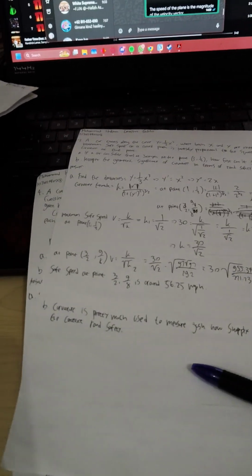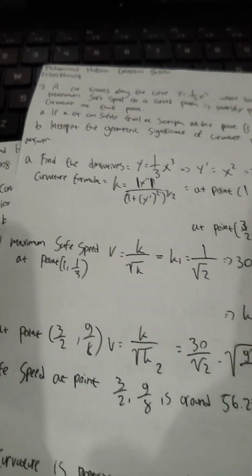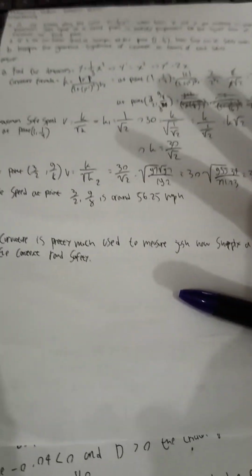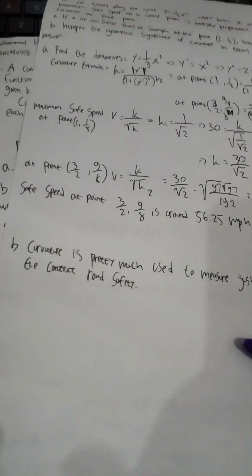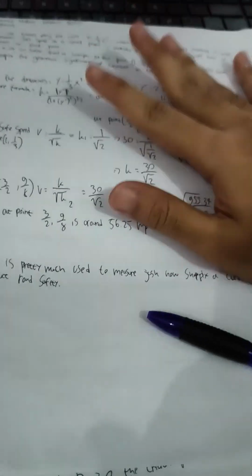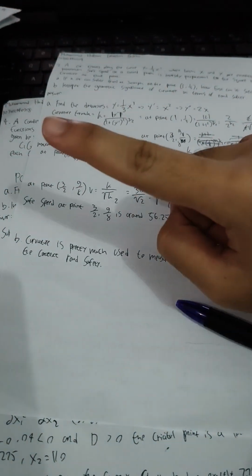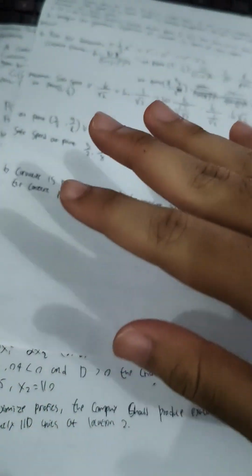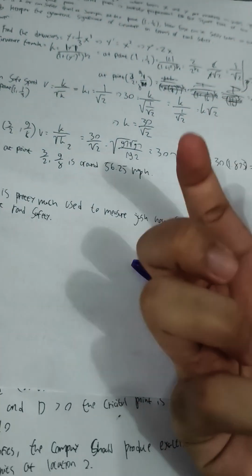Now, we can talk about B, which is the interpretation of the geometric significance of curvature in terms of road safety. Now, that sounds weird, but believe it or not, there's actually application of this particular formula, of this particular question. And that is pretty much used, and specifically in the context of road safety, we can think of a U-turn, or just a normal turn in general.